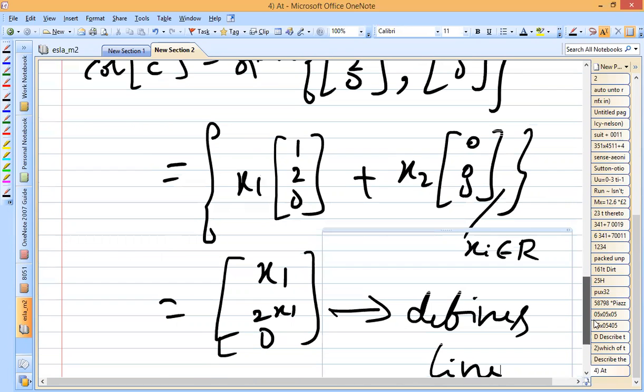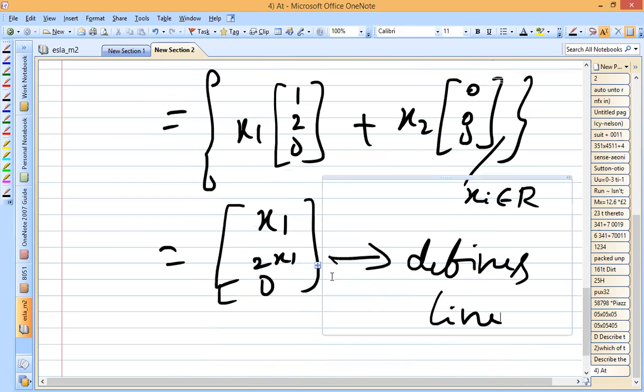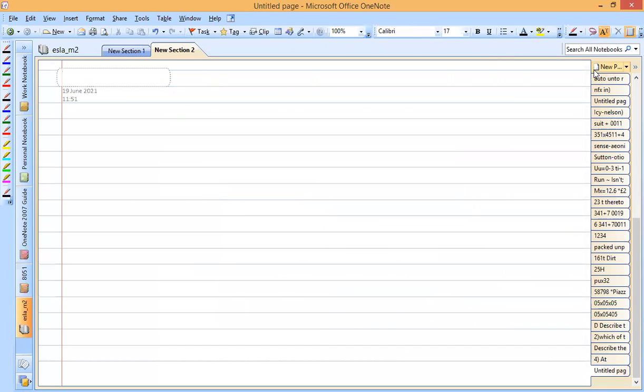For the third problem, by looking at it you cannot say it is an xy plane. It is not an xy plane because here we have both the elements as x1 itself. So it is going in a single direction. Here it is defining a line. So you should be able to identify the differences. Got it? And take on the next problem.